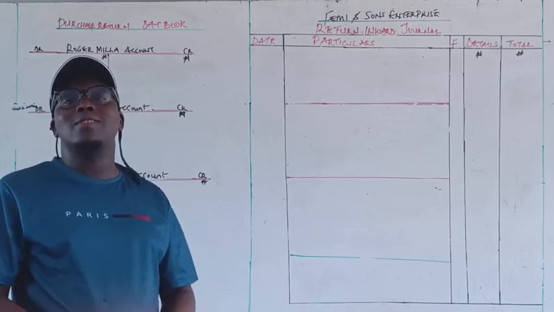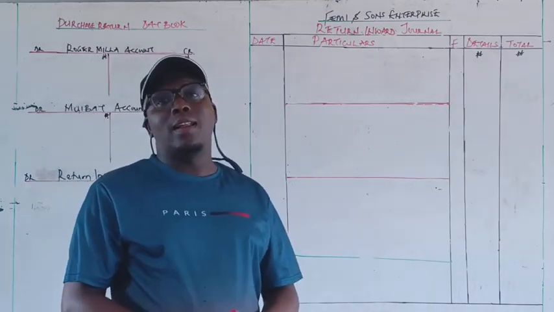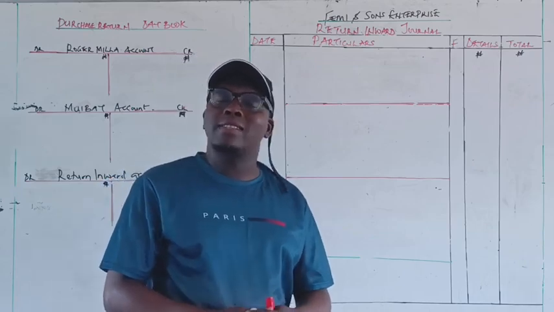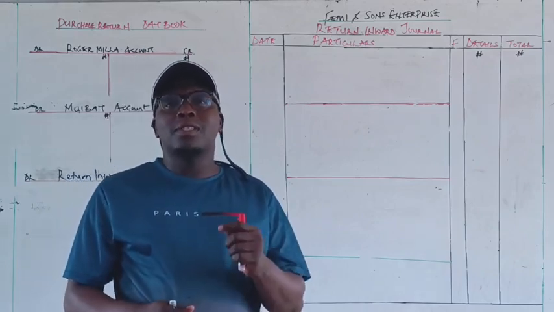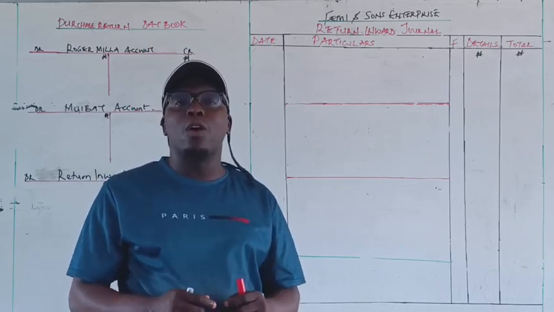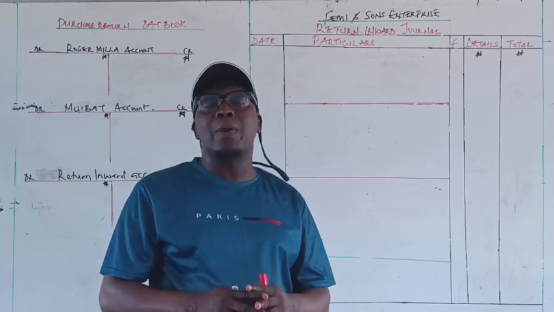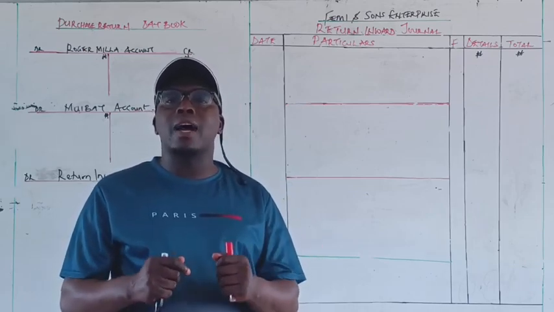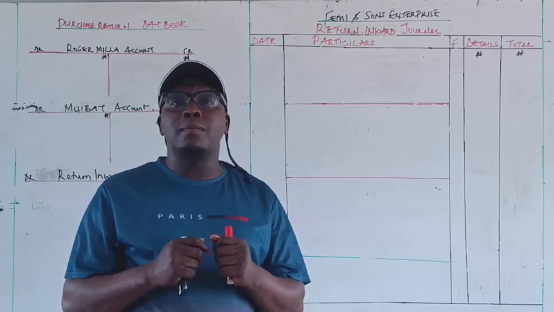In our last class, we discussed the Purchase Return Journal. Today, we are going to be looking at the Sales Return Journal. Mind you, the Sales Return Journal is also known as the Return Inward Journal. The Sales Return Journal is a book of prime or original entry that is used to record goods that are returned by customers for their purchase.